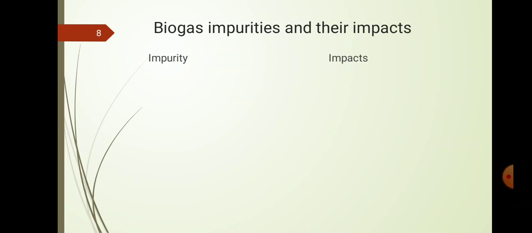Now, what are the impurities in biogas and their impacts? We know that biogas is not only methane, it contains carbon monoxide, hydrogen sulfide, and siloxanes, that is, silicon compounds. All these will be present in trace amounts, but even in very small quantity they affect the application. If you are using biogas in an engine or a turbine, that will affect the components. So let's see how these impurities will affect the applications.